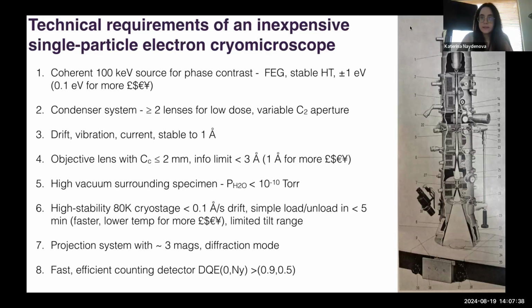So we came up with this list here. Firstly, we need a coherent source to be able to generate phase contrast. This means the source needs to be a field emission gun. It needs to be fairly stable and have a fairly low energy spread, and it would be sufficient for it to operate at 100 kilovolts. Then for a condenser system, 3 condenser lens system is obviously nice because you can generate parallel beams, but 2 condenser lens system is sufficient.